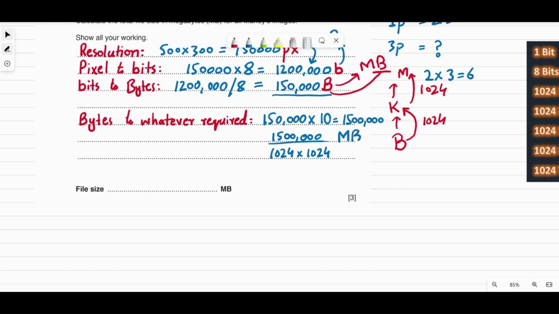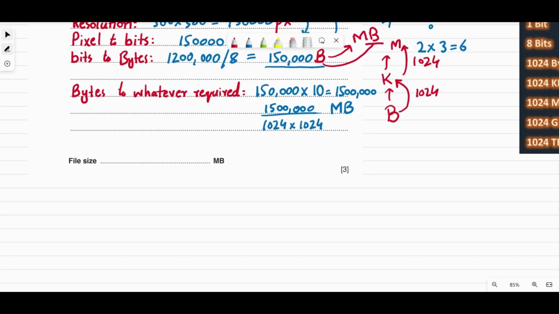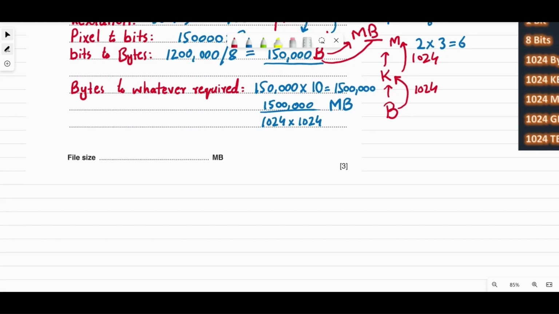For you guys, of these 3 marks, 1 mark is for the final answer, and 2 marks are for the working. So you could add an approximate answer here for the examiner so that he knows you know the process. As I've also taught you, if you cannot do it manually, get the answer of the multiplication 1024 into 1024 first, then divide 1,500,000 by that multiplication.